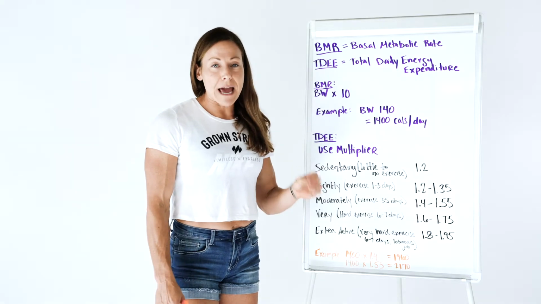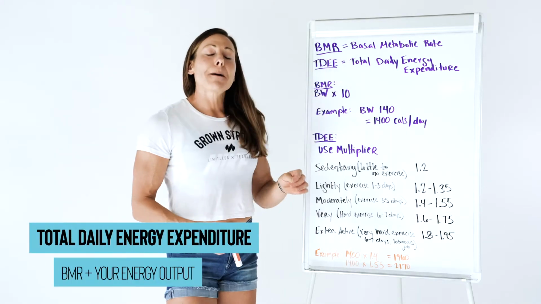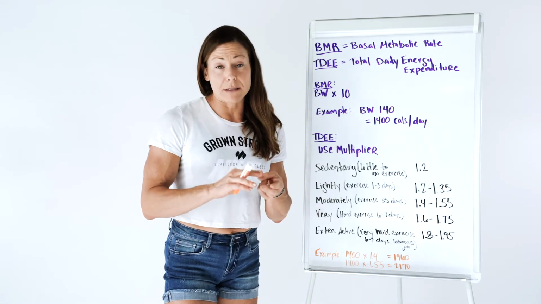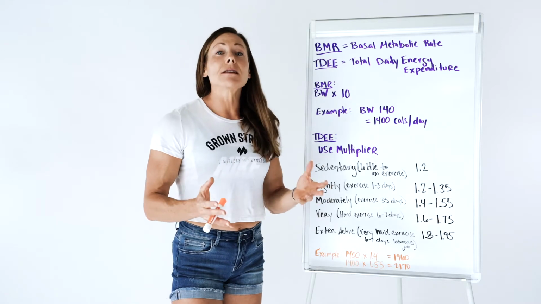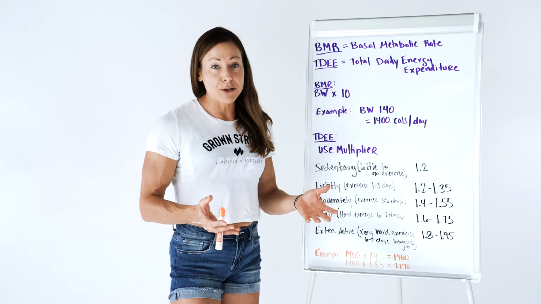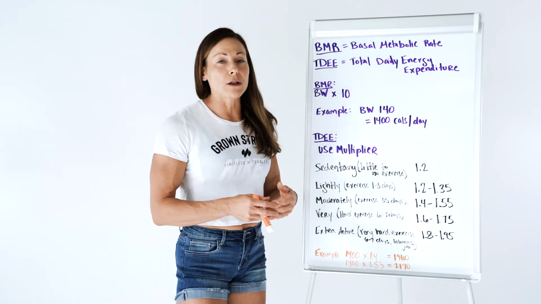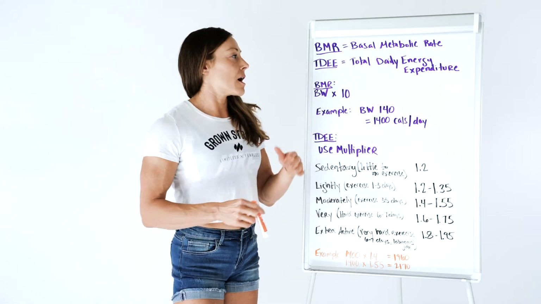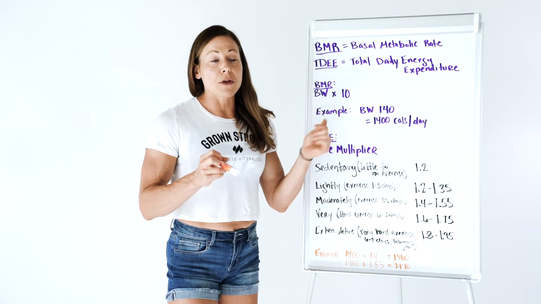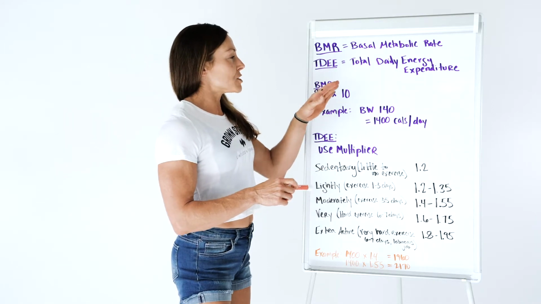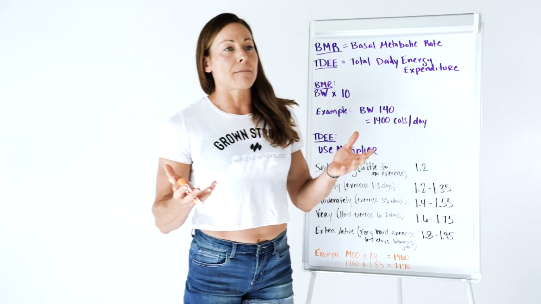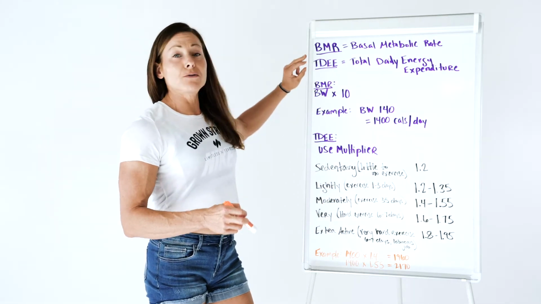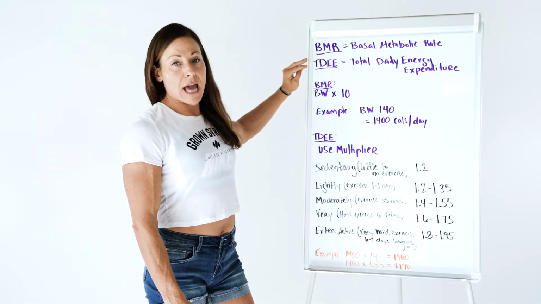TDEE, or total daily energy expenditure, is your BMR plus all the daily activities you're doing. That's going to include your daily exercise, NEAT, non-exercise activity thermogenesis, so getting up and walking around, doing laundry, going to the kitchen, the grocery store, even sitting and typing. It could also include the thermic effect of food. So essentially, when we're trying to set up a calorie intake and macronutrients, we want to start with these two areas first, your BMR and your total daily energy expenditure.